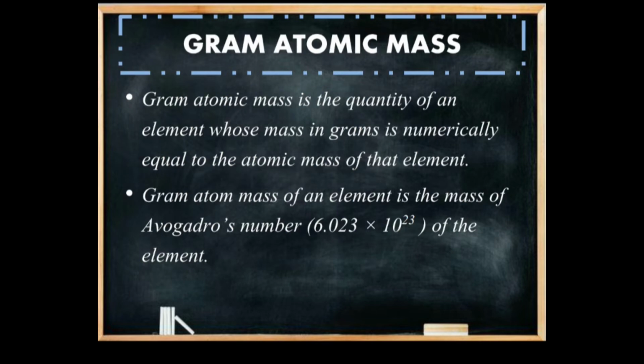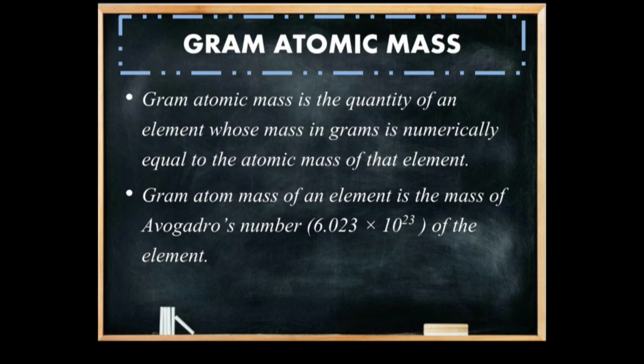Next, we come to gram atomic mass, also known as 1 gram atom. It means the atomic mass expressed in grams. It can be defined as the quantity of an element whose mass in grams is numerically equal to the atomic mass of that element. Gram atomic mass is different from the actual or absolute mass of the atom.